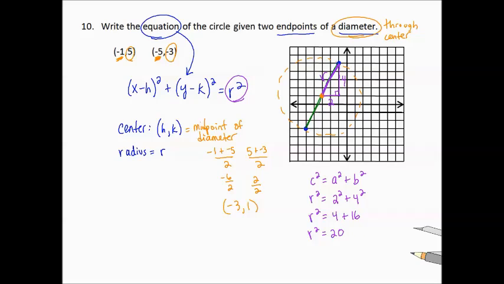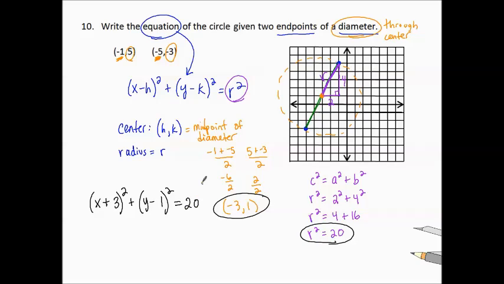So now we can write our equation. x minus the x coordinate, so that turns into plus 3, squared, plus y minus the y coordinate squared equals r². See, we're using our center and our radius. r² is 20. And there's our equation.